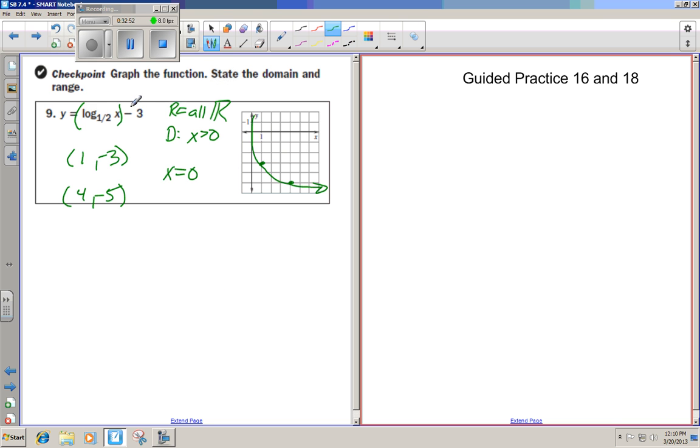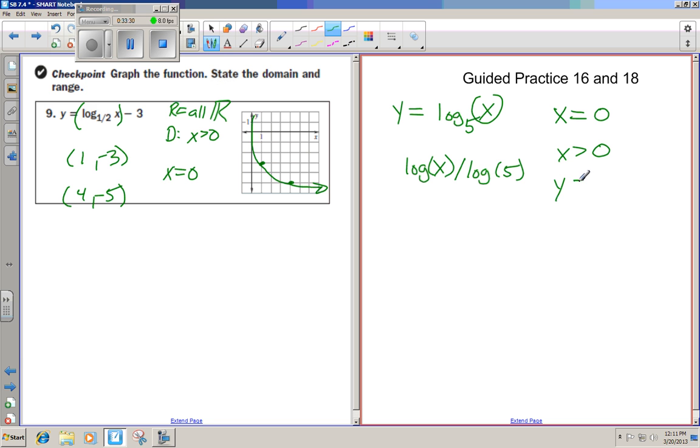All right, let's look at 16. Let's graph and state the domain and range of y equals log base 5 of x. In your calculator, put it in as log x divided by log 5. This is the change of base formula. What is the asymptote? For exponentials, it was y equals. For logarithms, it's x equals whatever makes that 0. So x equals 0 is the asymptote. Therefore, the domain is x greater than 0, and the range is all reals.